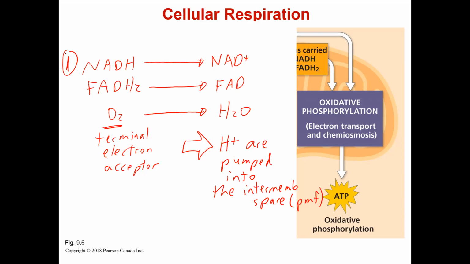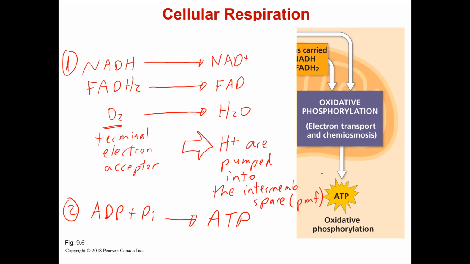Here. Hopefully I have enough room to talk about the phosphorylation part. So the phosphorylation part is where we take ADP. Of course, there's no charge on that. ADP plus Pi, and we're going to make ATP.